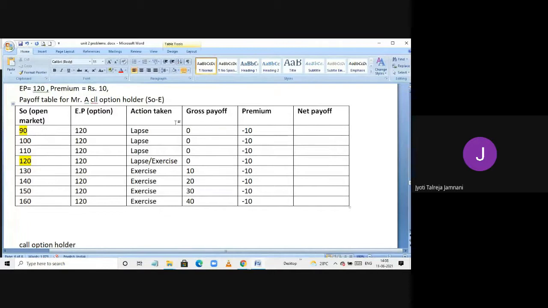Now to find the net payoff, we have to do gross payoff minus premium. So 0 minus 10, you get minus 10. Again 0 minus 10 is minus 10. Ten minus 10 is 0. 20 minus 10 is 10 rupees. 30 minus 10 is 20 rupees. And 40 minus 10 is 30 rupees. So these are the gains.